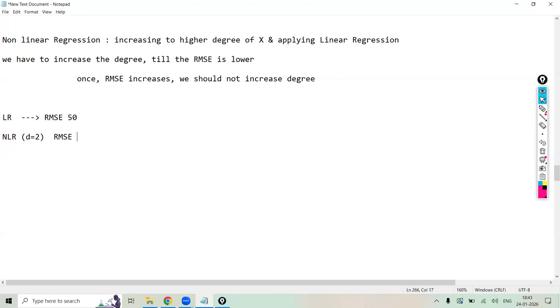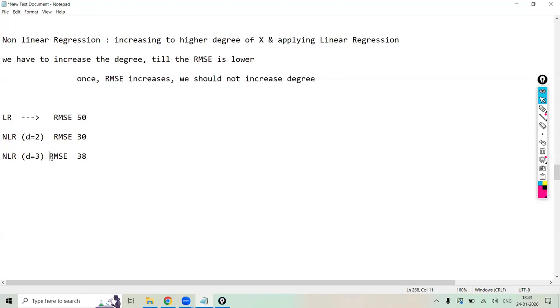My RMSE I got as 30. I have applied the non-linear regression one more time with a degree of 3. Now suddenly my RMSE was increased. Instead of decreasing, it was increased to some 38. My RMSE was increased.